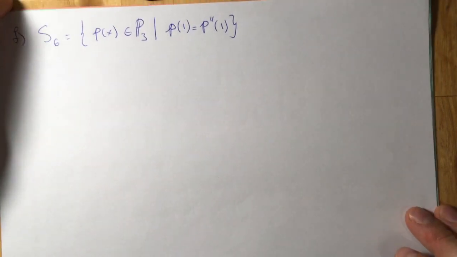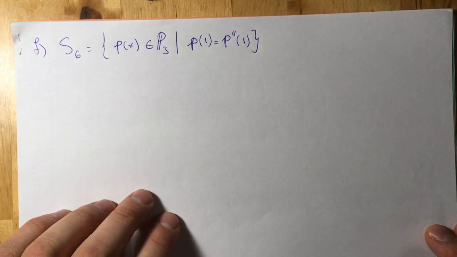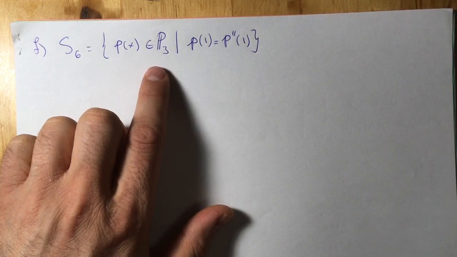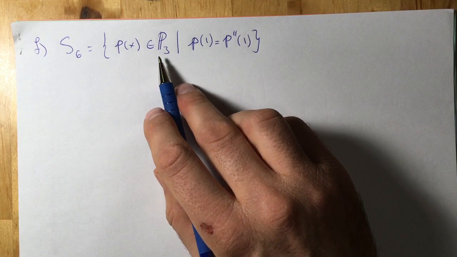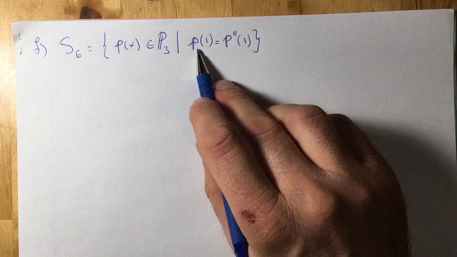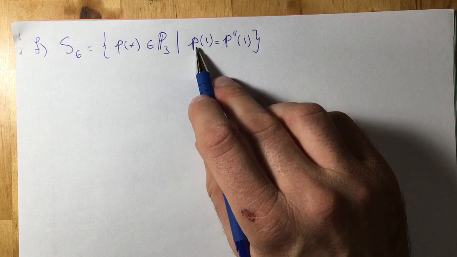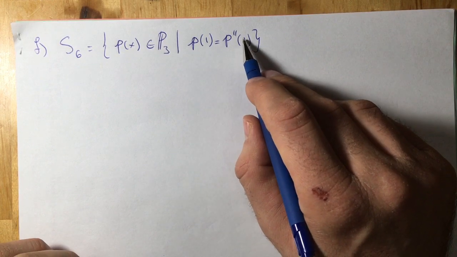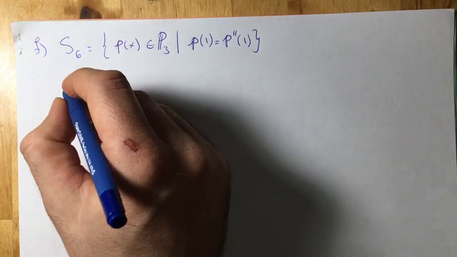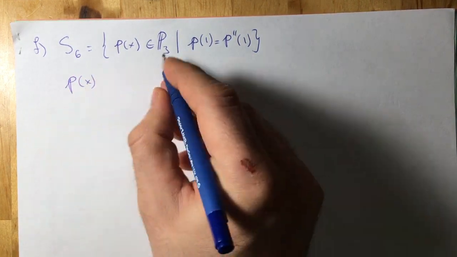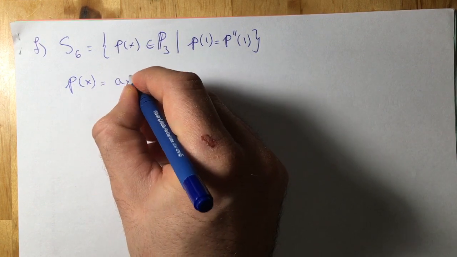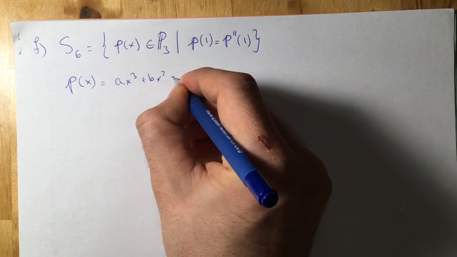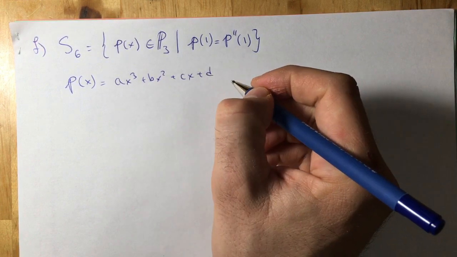Okay, so now we move towards the vector space of polynomials. This vector space here deals with cubic polynomials, such that the cubic polynomial evaluated at 1 is equal to the second derivative of the cubic polynomial evaluated at 1. So let's take the most general vector in P3, right? That's a cubic polynomial, so ax cubed plus bx squared plus cx plus d.